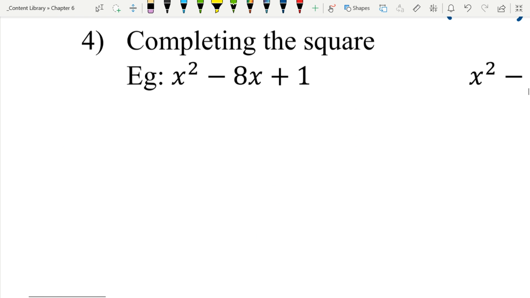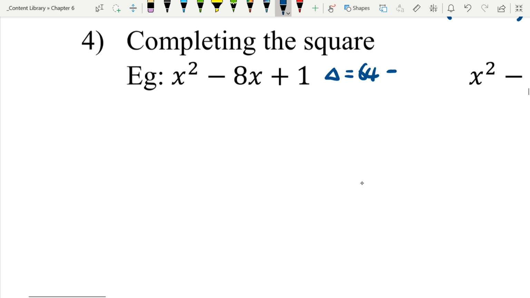x squared minus 8x plus 1. You know 1 can't make 8 for you. If I was to use cross multiply, 1 doesn't work. 1 can't create 8. So I want to test whether it can be factorized or not. What's the discriminant for this question? 64 minus 1. B squared minus 4ac.